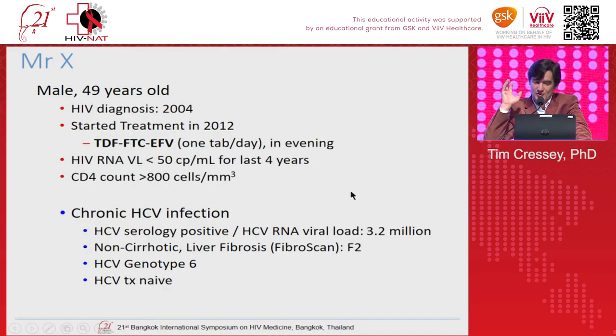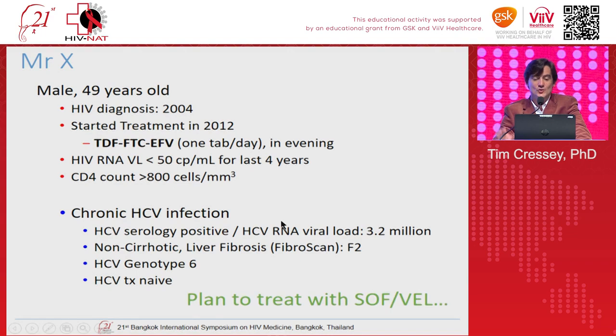So this is a case, just a fictional case, actually. I'll put it in because I wanted to steer you towards the kinds of things you'd have to think about with drug-drug interactions. If I expect in the future, when you have access to the DAAs, or if you have access to them already, what are the things you need to think about when adding on hepatitis C treatment? So here we have a 49-year-old male, diagnosed a long time ago, started treatment with the standard of care, 1 tablet once a day, a triplet, doing very well, and now he has chronic hepatitis C infection and you have access to DAAs. You think, maybe I would like to treat that. They have a confirmed chronic hepatitis C infection, genotype 6, but treatment naive. And you're going to plan to treat with SOF-VEL, okay?